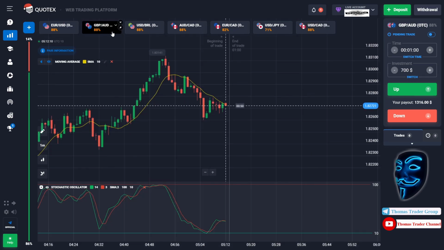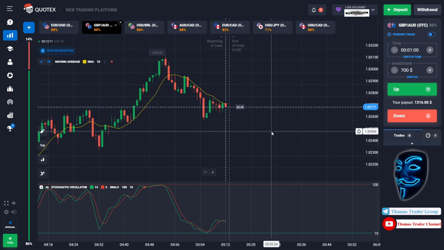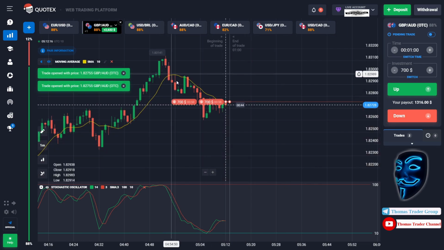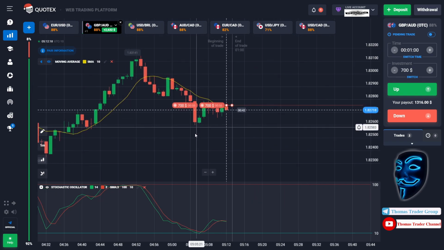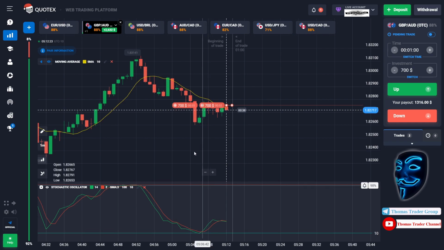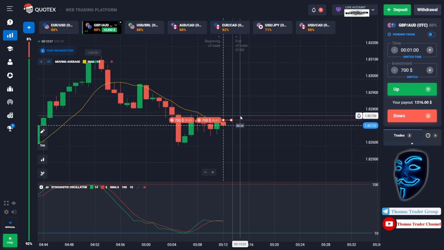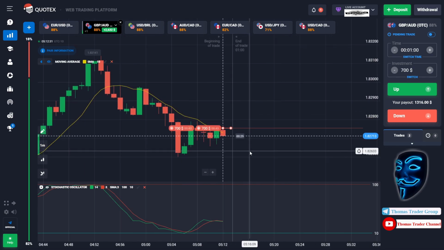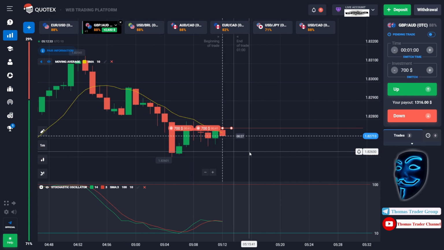Let's find the other market. Over here we can open sell for 1 minute. As you can see, the market is going bearish and the market has already touched the oversold area. When the market touches the oversold area, it will make a rebound and it will make a correction to the moving average line. When the market touches the moving average line, it will make a rebound and it will continue the bearish trend. Let's prove it and let's wait till the end of our trade.